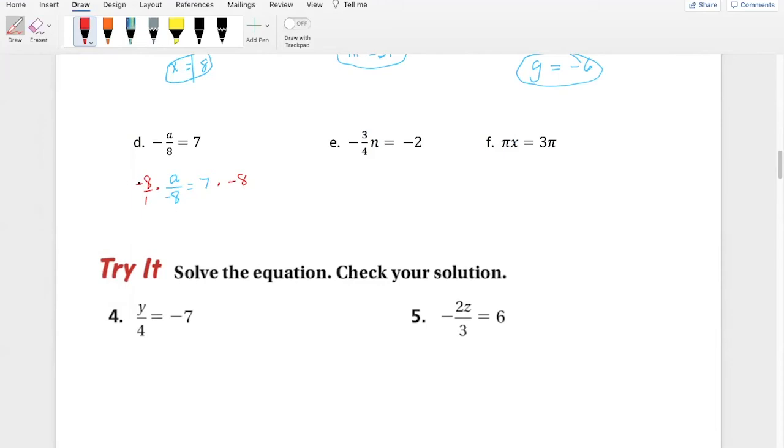And again, these cross cancel. Negative times a negative will turn positive. That's what we want, so that we have 1a, which is just a, and multiply 7 times negative 8 gives us negative 56.